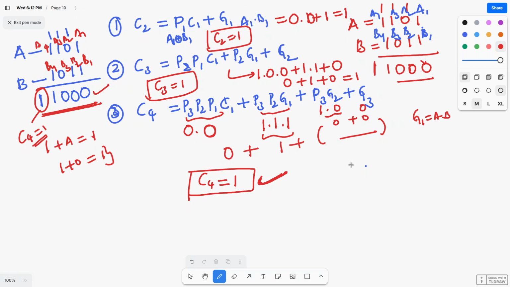Sir, can you explain this? P3 G2 is there, na sir? In C4. Okay, C4. P3 equal to what? A3 XOR B3. A3 XOR B3 means what? This is 1 0 1 XOR 0 0 equal to what? 1. Okay, 1, sir. G2 equal to what? A2 B2 equal to 0 0 0 and 0 1, 1 into 1. 1 0. Is it fine?